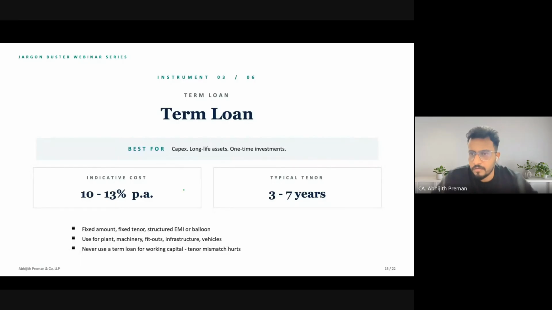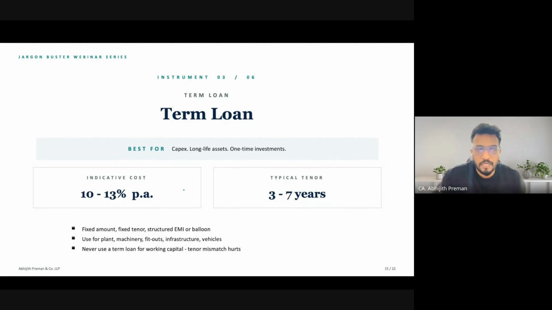It's not a revolving account. Once you take it, you'll have to repay with interest within the timeline that they have committed. The indicative cost is 10 to 13% per annum. So it's a fixed amount, fixed tenor, structured EMI or balloon. Balloon means you can pay in one shot at the end, you save the interest upfront, that sort of scheme. Use it for plant, machinery, fit outs, infrastructure, vehicles, etc.